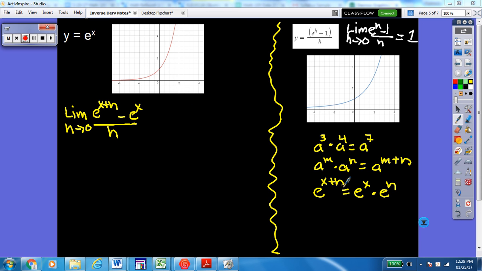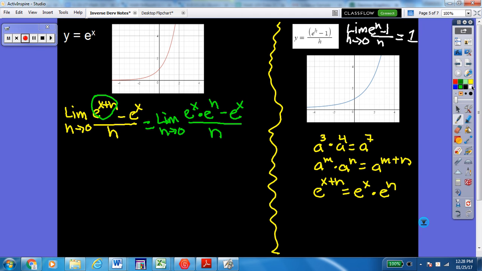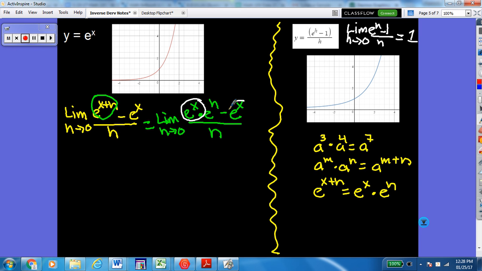So we're going to undo the rules of exponents: e to the x plus h becomes e to the x times e to the h. That allows us to rewrite the numerator, so that'll be the limit as h approaches 0 of e to the x times e to the h minus e to the x, all over h. As math students, you probably already have an intuition about what's about to happen. You see there's an e to the x here and an e to the x here, so clearly we need to factor those out. We take the limit as h approaches 0 of e to the x, leaving inside e to the h minus 1, all over h.